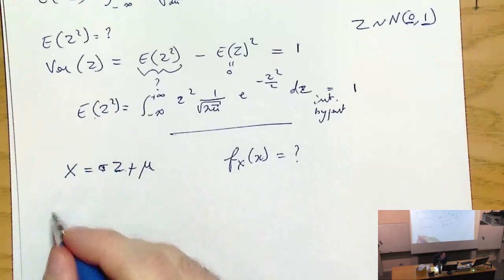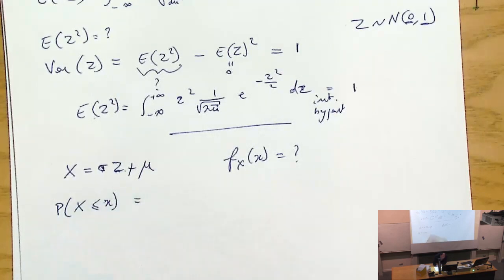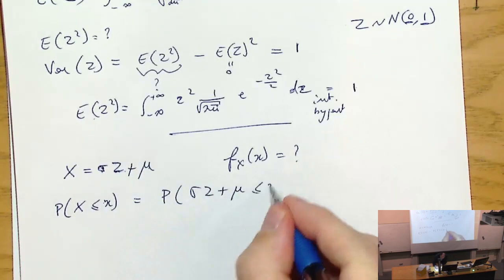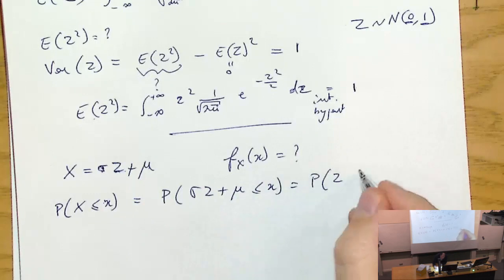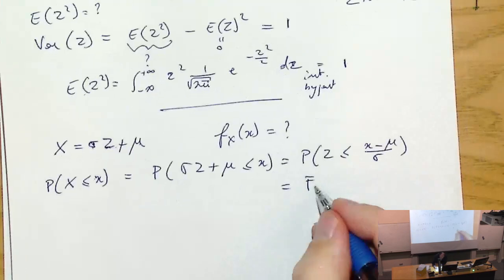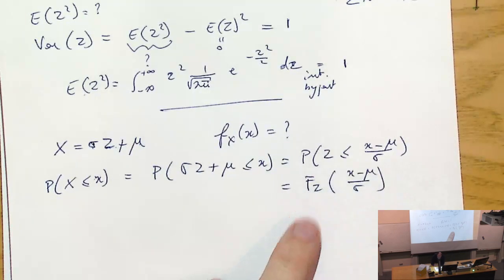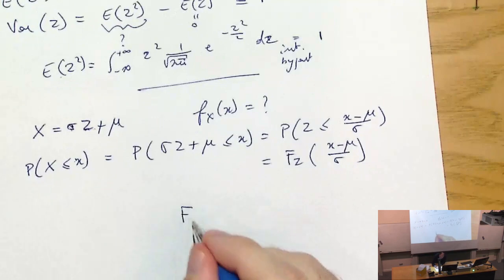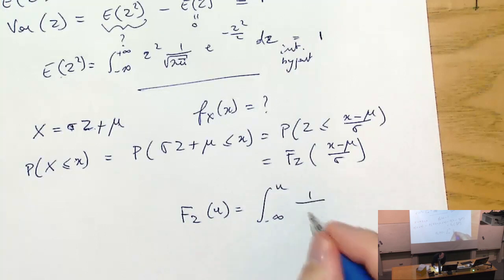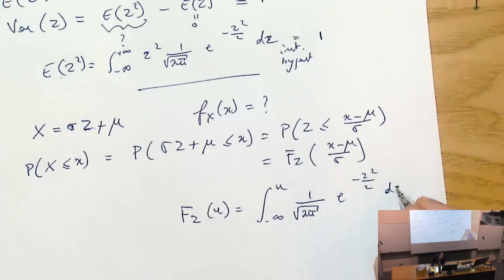Right? So how can we do this? Again, I can start with the CDF of x and replace here. So I have, again, a change of random variable. This is the probability of Z being smaller than (x minus mu) over sigma. This is the cumulative distribution function of Z evaluated at (x minus mu) over sigma. Right? So what is F_Z of u is, again, the integral between minus infinity and u of the PDF of the standard normal random variable.